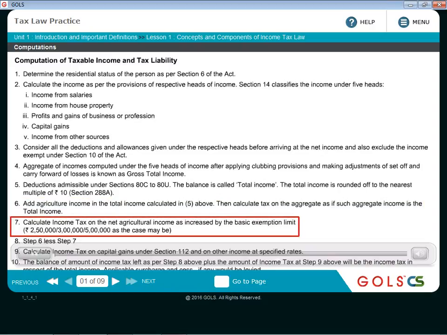So the next step, that is the 7th step, is we have to calculate income tax on the net agricultural income as increased by the basic exemption of the assessee. Now it depends on the nature and age of the assessee as to what the basic exemption limit is. As you can see, for a person less than 60 years old, the basic exemption is 2,50,000. For a senior citizen it is 3 lakh, and for a very senior citizen it is 5 lakh. So based on the age you will decide the basic exemption limit. To this we will add the net agricultural income, and on this total income we'll also compute the tax liability.